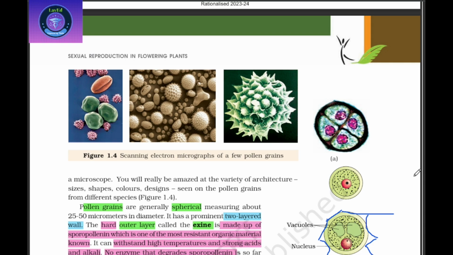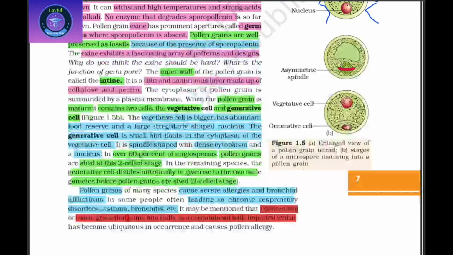So again, you can get an assertion-reason question, a very famous question. Look, the question will be like this. Assertion: pollen grains are well preserved as fossils. Reason: because of the presence of sporopollenin. If you are giving boards, then definitely one more question: give reason why pollen grains can be stored as fossils. And in competitive exams, if you are given an assertion-reason, just remember sporopollenin.